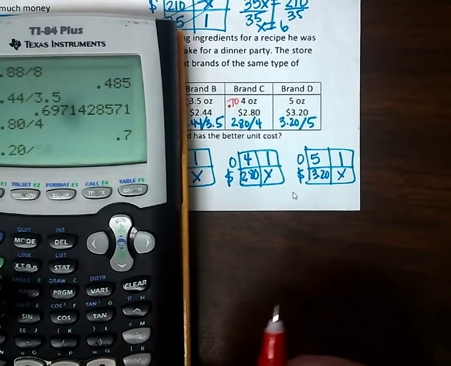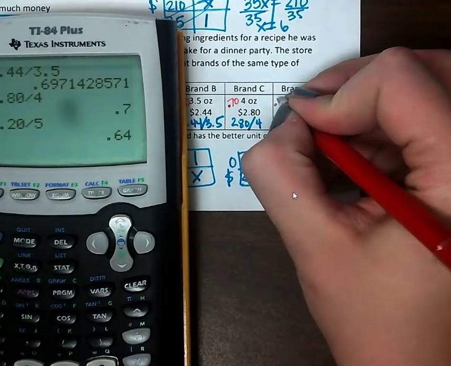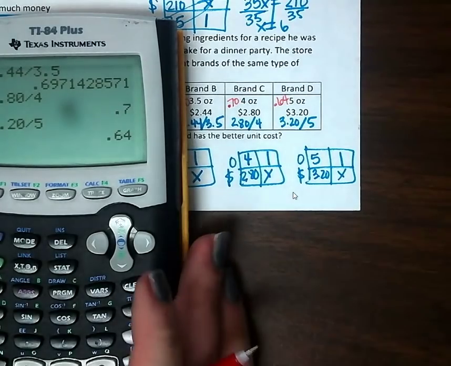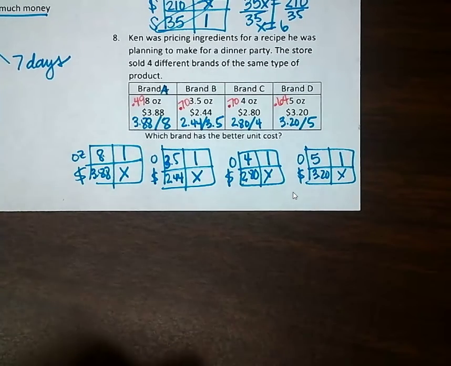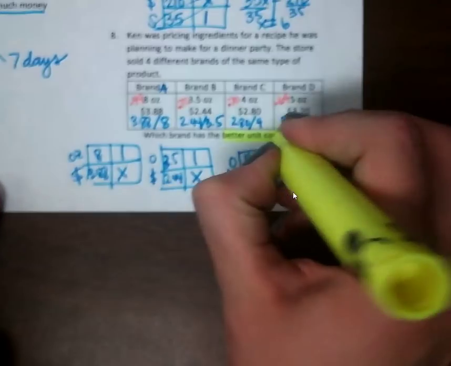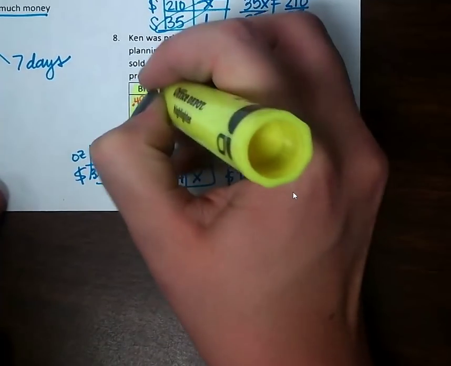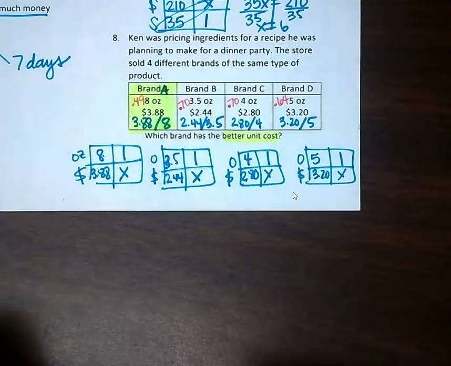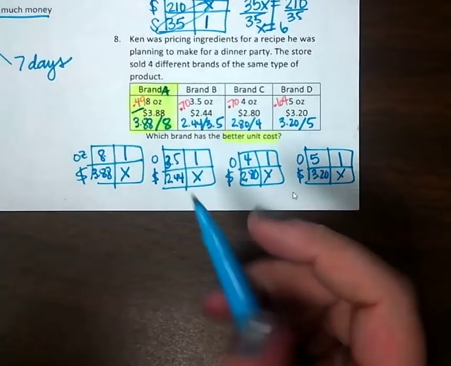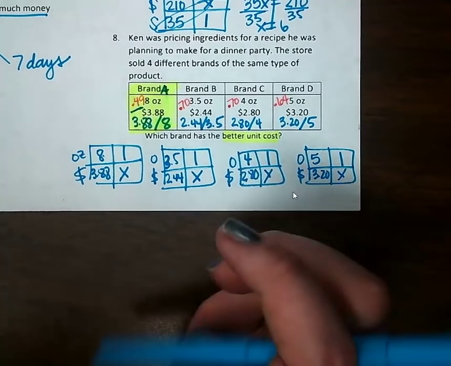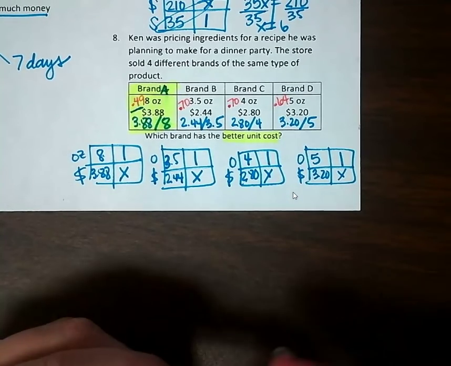$3.20 divided by 5. So this one is 64 cents. So if we're looking for the better unit cost, it would definitely be brand A that has the better unit cost. It is the cheapest per ounce for sure. All these other ones are 60 or 70 cents. So brand A would be absolutely the cheapest.